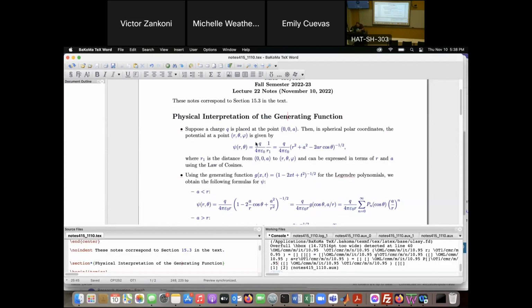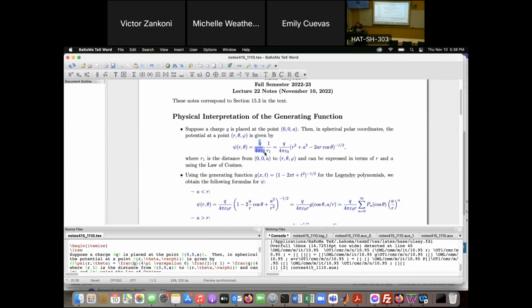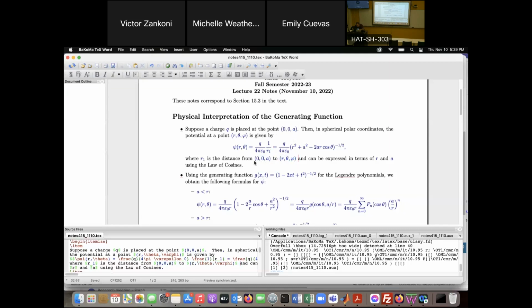Okay. So the electrostatic potential is given by this fraction times 1 over the distance from the point at which we're evaluating the potential to the location of the charge. But what we can do is express R1 in terms of the coordinates of the two points involved, because R1 is the distance from here to here. We can express it using the law of cosines.